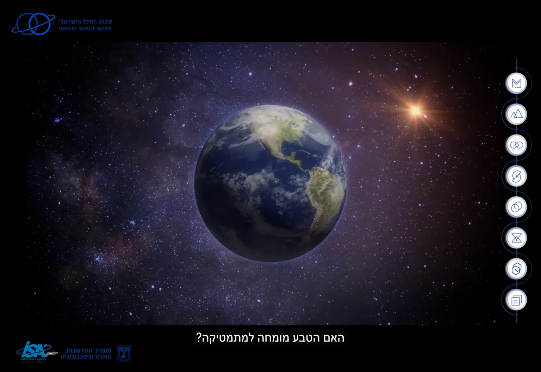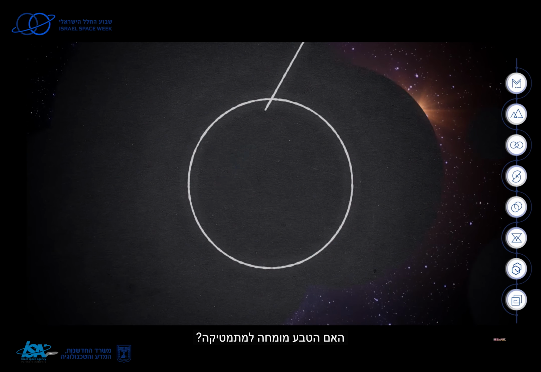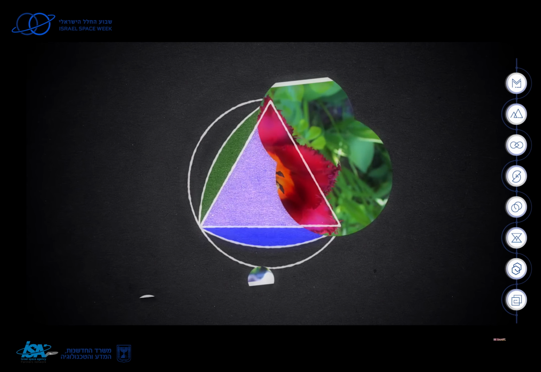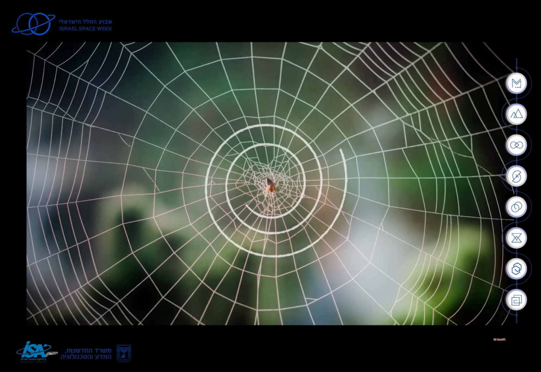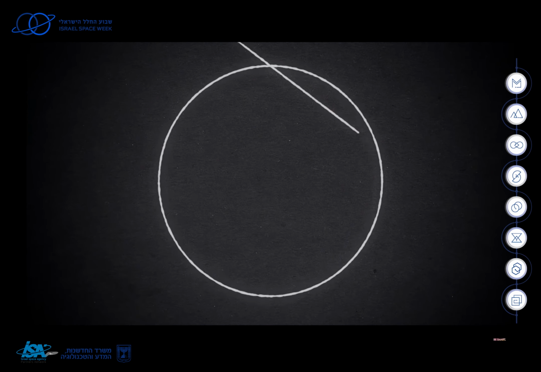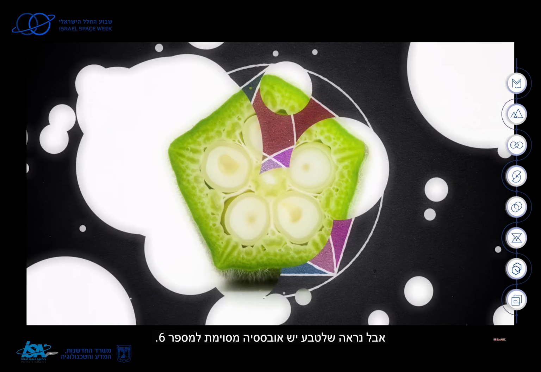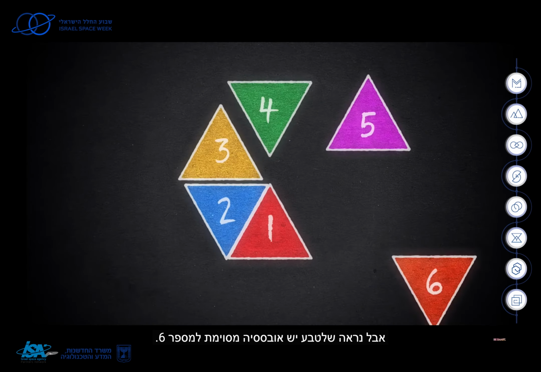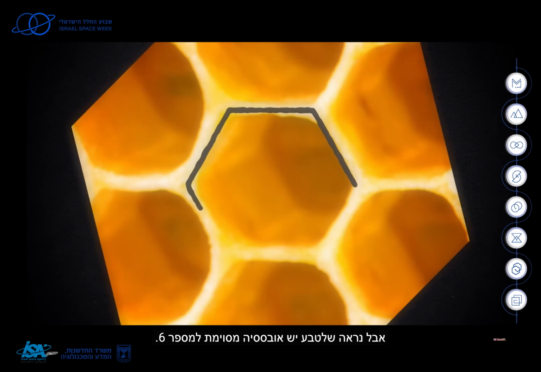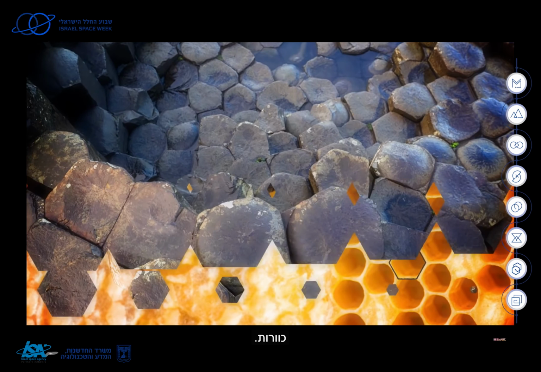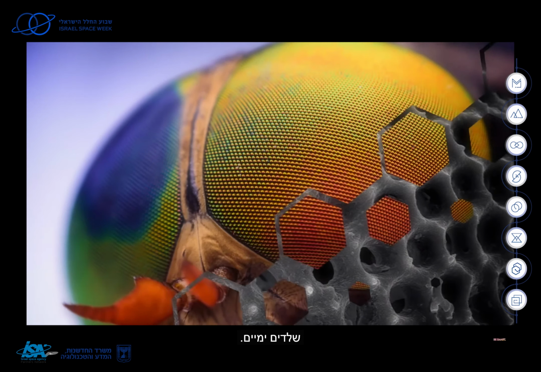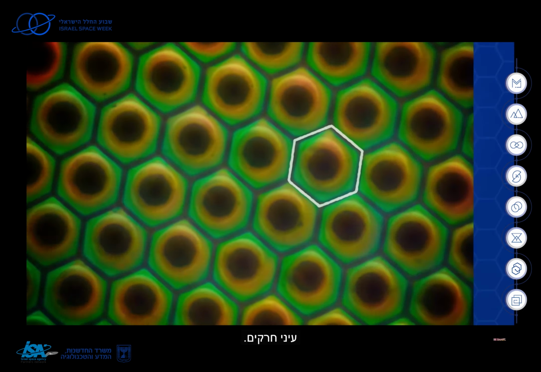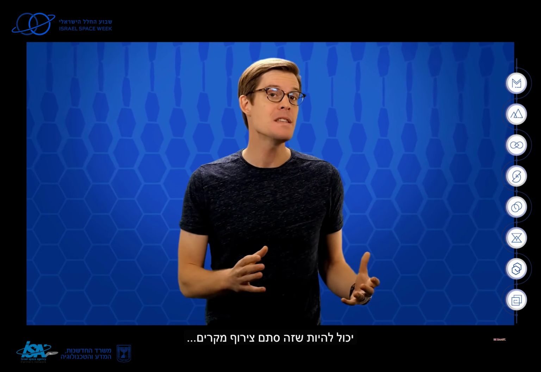Is nature a mathematician? Patterns and geometry are everywhere. But nature seems to have a particular thing for the number 6. Beehives, rocks, marine skeletons, insect eyes. It could just be a mathematical coincidence.